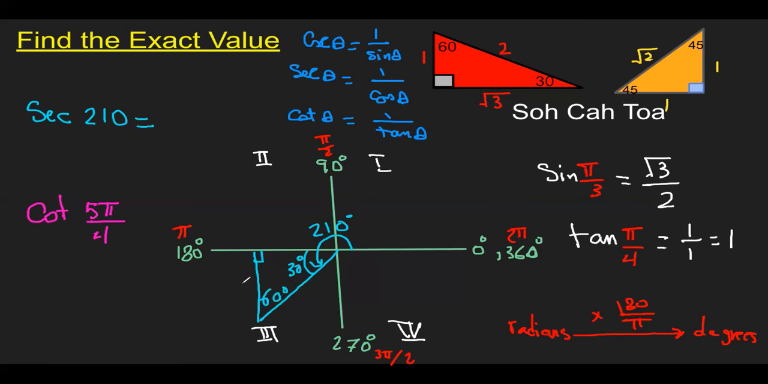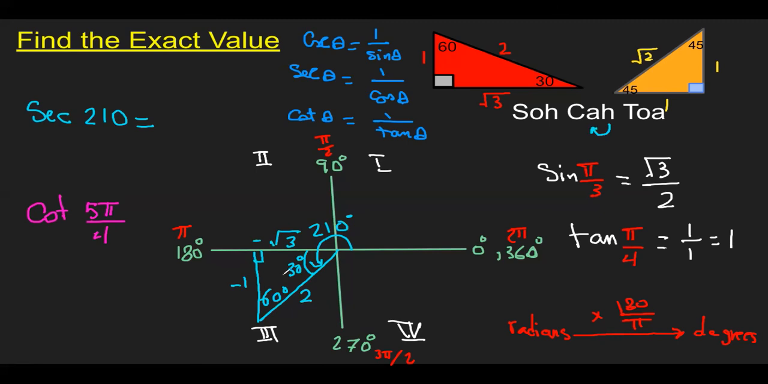Opposite to 30 is 1, except it's going to be negative here. And adjacent to 30, or opposite to 60, is root 3. And also here it's going to be negative, because the x-axis here is negative. And the hypotenuse, as I said, is always positive. So secant, if it's the reciprocal of cos, and cos is adjacent over hypotenuse, then the secant will go this way, hypotenuse over adjacent instead.